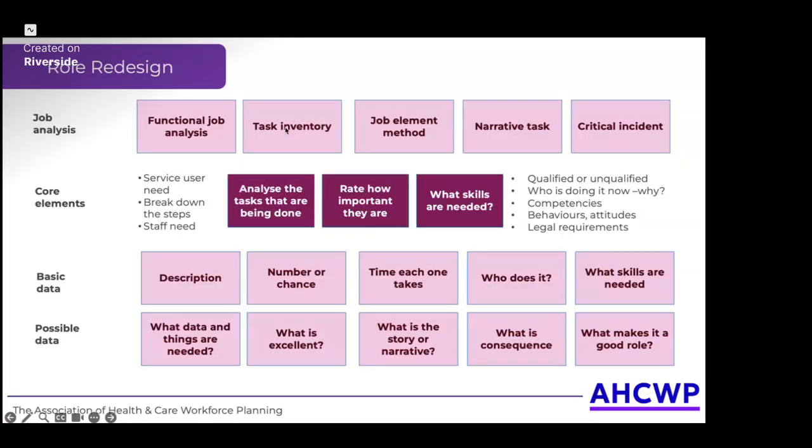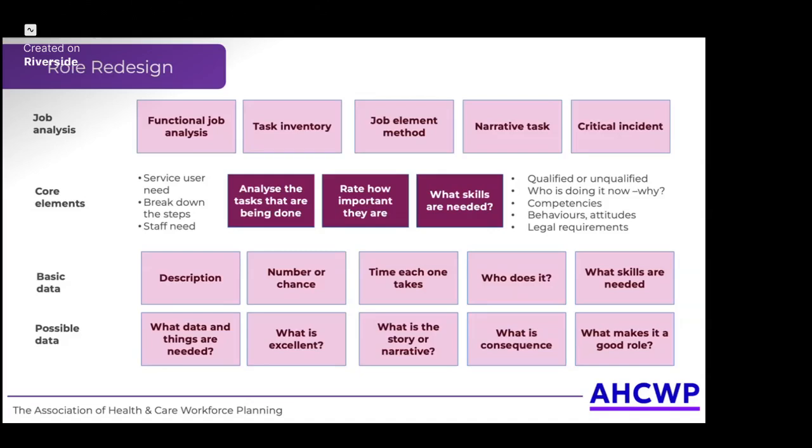So hopefully, coming back to role redesign, you can see that a great way of working out how long people take around things and what people do is by coming up with a process map. And on that process map, considering the tasks that need to be done, the skills that are needed. I haven't gone through rating how important they are, but again, that is something you can do in terms of thinking of the importance, and we'll look at that in a table in a bit.